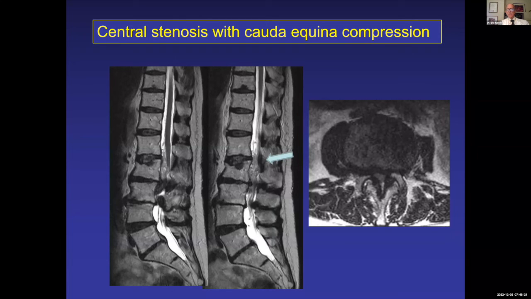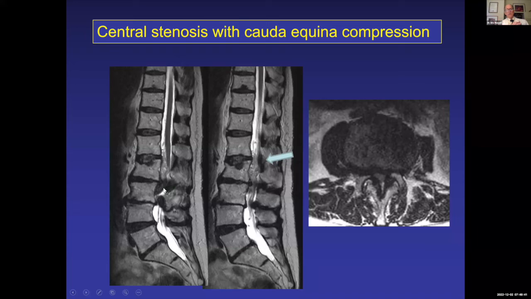You can see on the right, there's severe central stenosis, no mystery. On the left, you see a phenomenon that you'll see occasionally, where at the level of maximal stenosis here at L2-3, you see these serpiginous filling defects in the thecal sac. In this case, they're all above the stenosis.